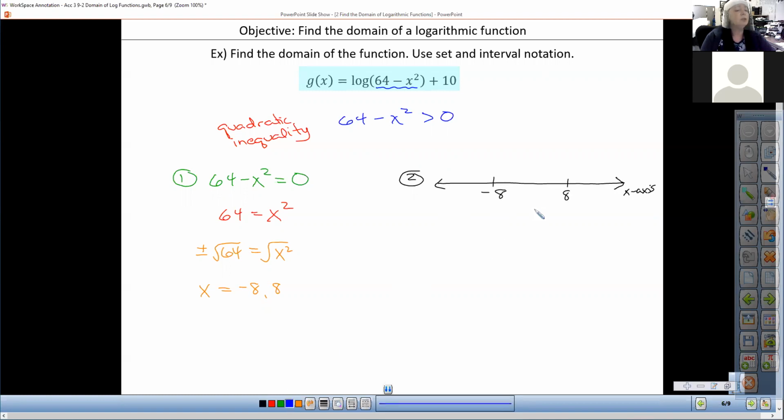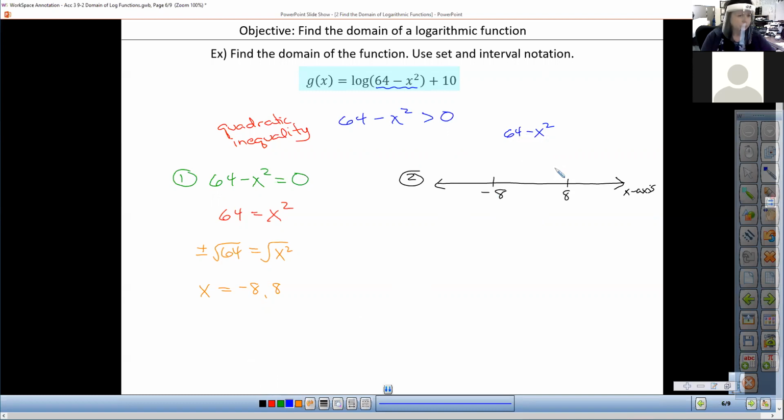We now have to test these intervals to determine if the x's in each of these 3 sections will create positive values when plugged into 64 minus x squared, or negative values when plugged into 64 minus x squared. We can do that in a couple of different ways. One, we can literally do that with numbers.